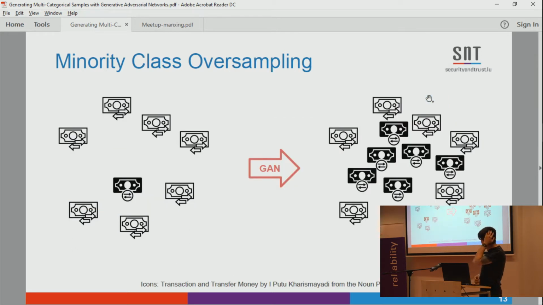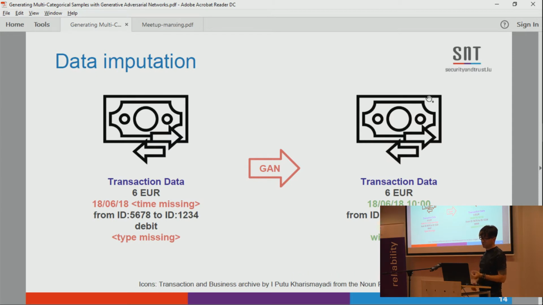So what can we do in our problem with these models? One thing is, for example, minority class oversampling. In our case, we take the few samples we have from frauds, and we could try to synthesize more samples in order to improve the quality of our models, of our classifications or anomaly detection. Another thing we could do is data imputation, which is basically filling the blanks. For example, based on the data we have from a sample, we could try to infer the missing data.